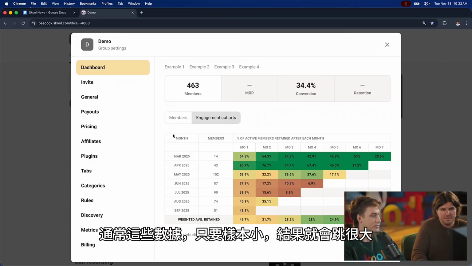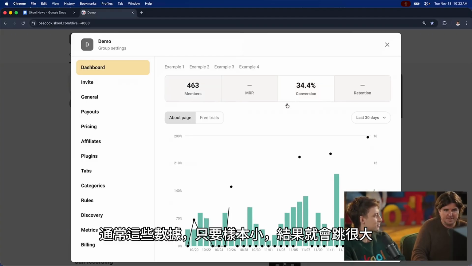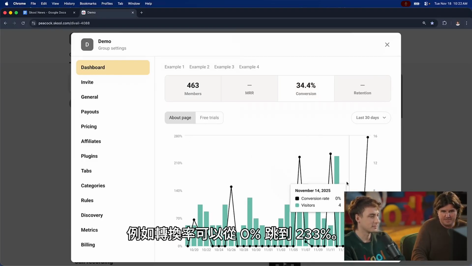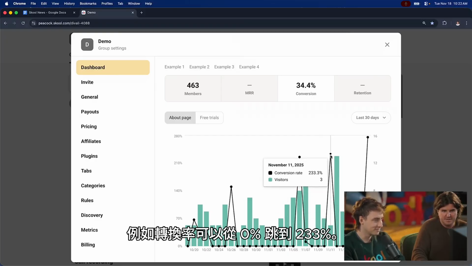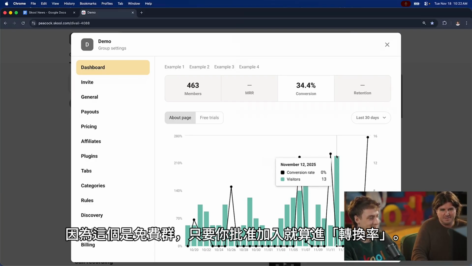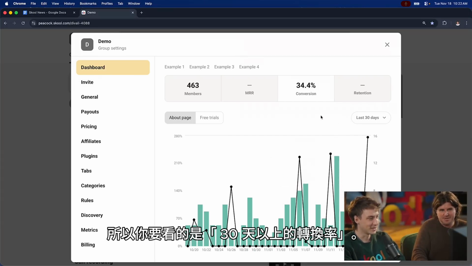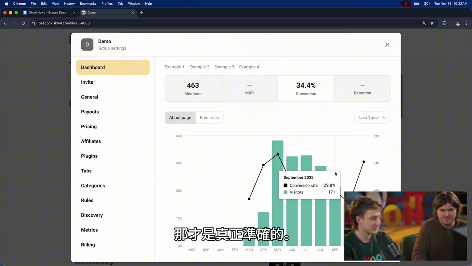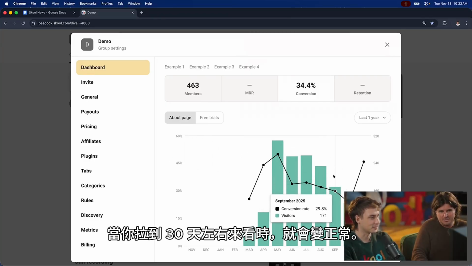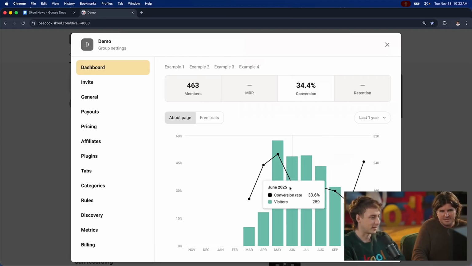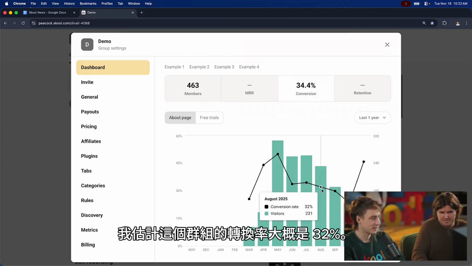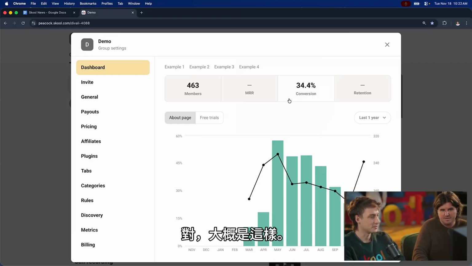And generally with all of these stats, if you have small numbers, things are going to swing all over the place. Like this conversion rate can go from 0% to 233%. This is because it's a free group and it counts it as a conversion when you approve them. So that's why you really want to look at your conversion rate over time. That's very important. That's more accurate. Because see, once we look at 30 days, I would say this conversion rate, just eyeballing it, is like 32%.